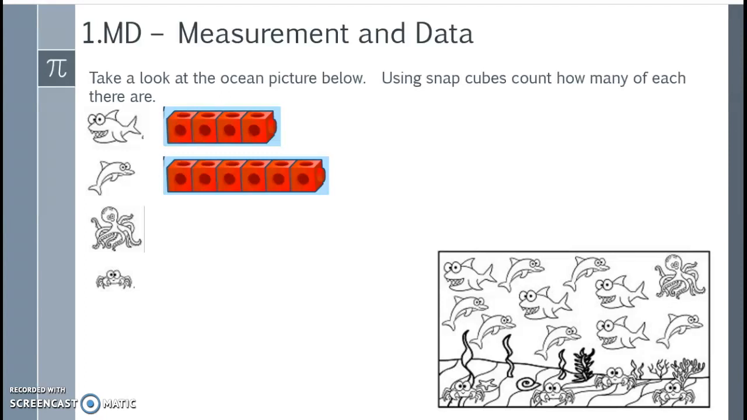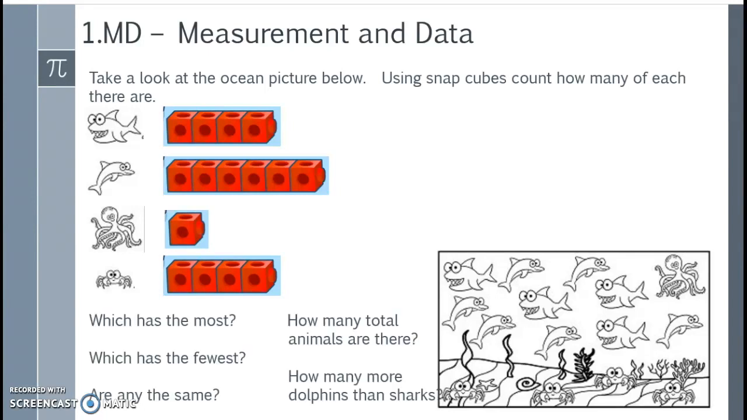Next, let's look at the octopus. I see I have only 1 octopus in the top right corner. So I only need 1 snap cube. And then the crabs. On the bottom there, I see I have 1, 2, 3, 4 crabs. So grabbing 4 snap cubes together.